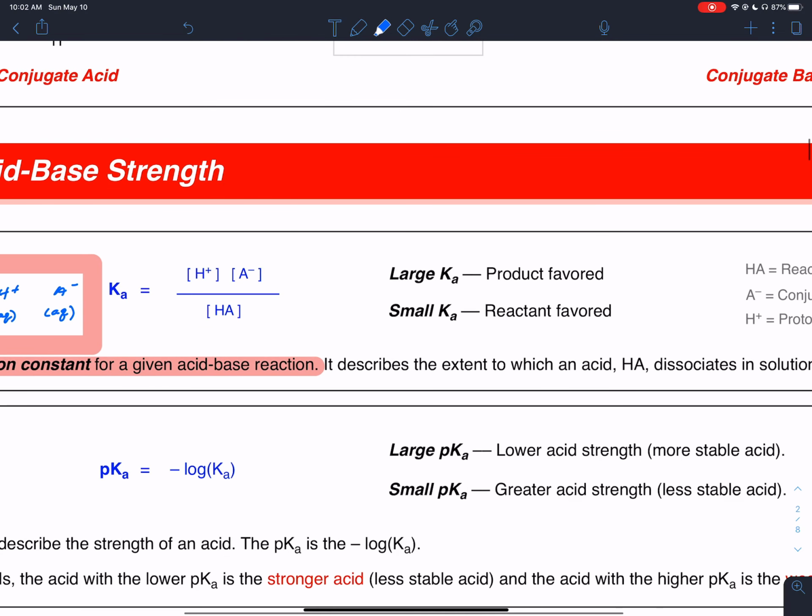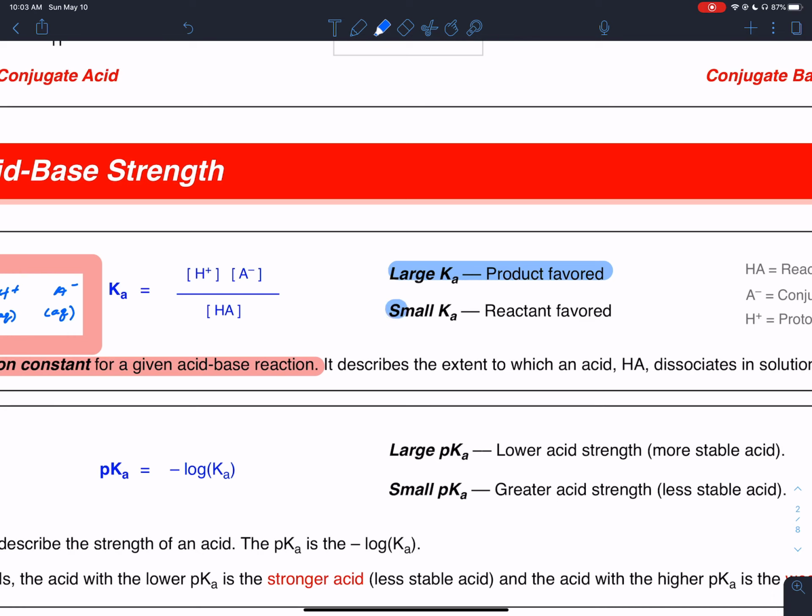The important thing to note here, and keep in mind that this is all relative because we're usually making a comparison between two species, two acids. A species with a larger Ka will dissociate more readily. It would be a stronger acid, and it might be more product favored than a species with a smaller Ka.